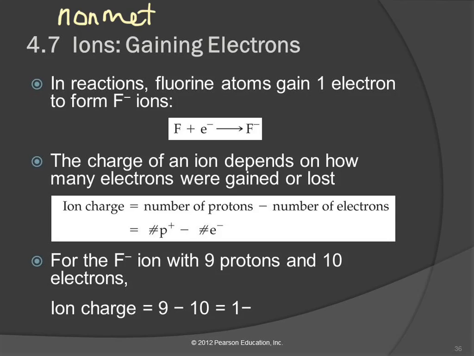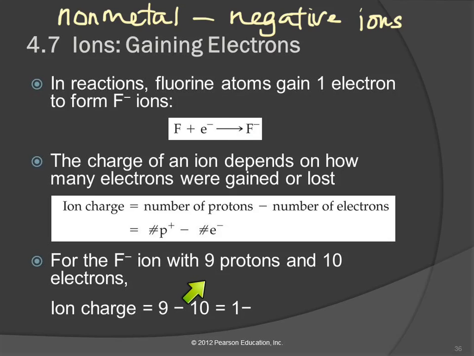Nonmetals, negative. So the nonmetals make negative ions. In some ways, nonmetals and metals are kind of opposites. The metals make positive ions, the nonmetals make negative ions. They do that by gaining an electron. So if you've got fluorine and you give it an extra electron, now it's got a negative 1 charge.